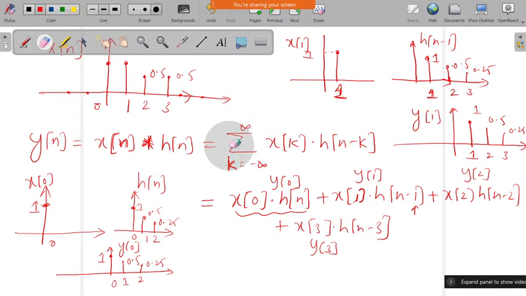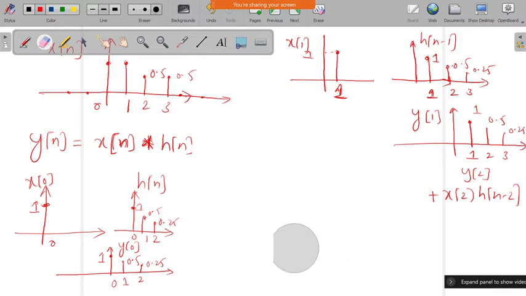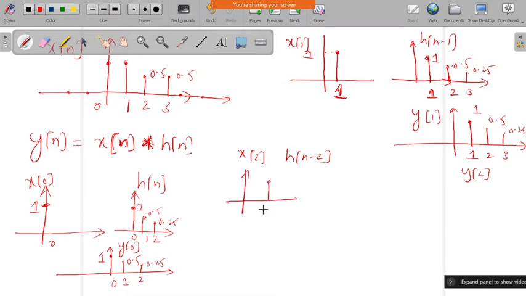Now similarly you will have x of 2 and then h of n minus 2. X of 2 will be 0.5 at 2. Now h of n minus 2 will be shifted by 2 units. It will start from 2 as 1, at 3 it will be 0.5, and at 4 it will be 0.25. Now if I multiply this one, you are going to get y of 2.